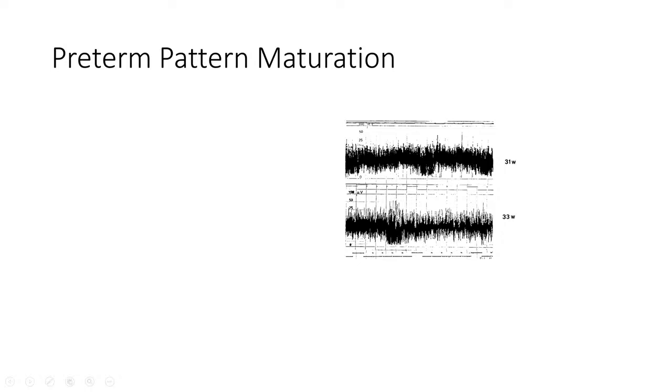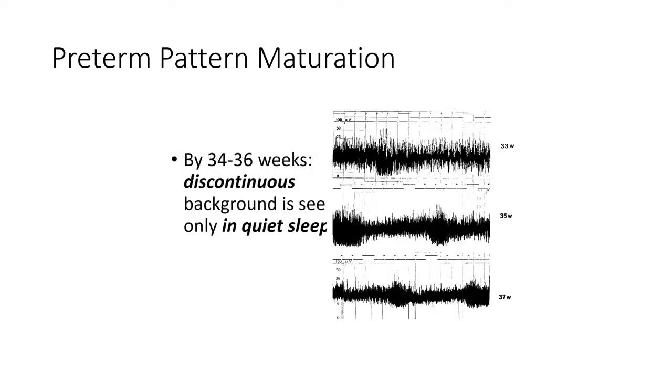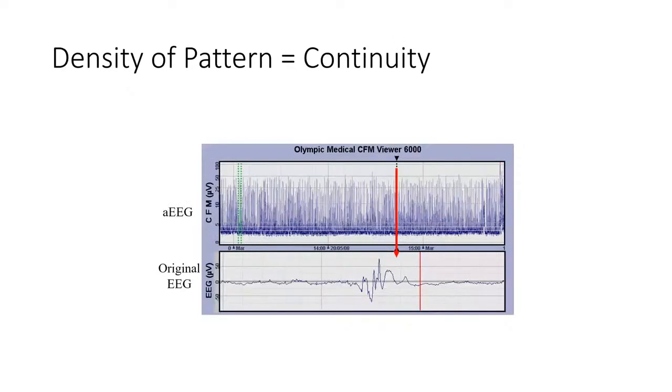So the lower margin is up to 5. As age increases, continuous activity increases, and the lower margin increases. That is exactly what we want to see. And then by 34 to 36 weeks, we see discontinuous only during that quiet sleep pattern, which is, again, normal. That's the term pattern. One of the other features of continuity reflects the density of the pattern.